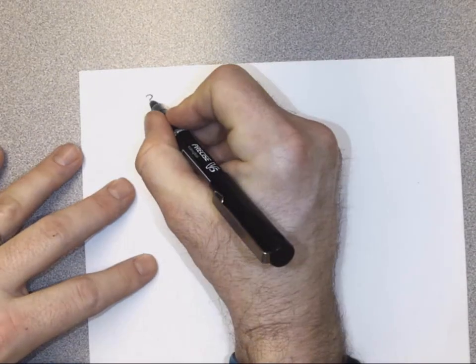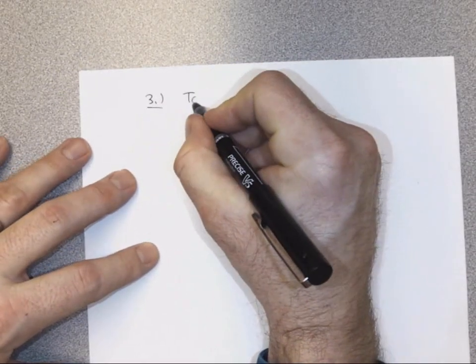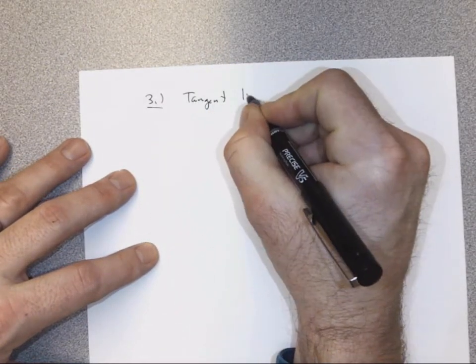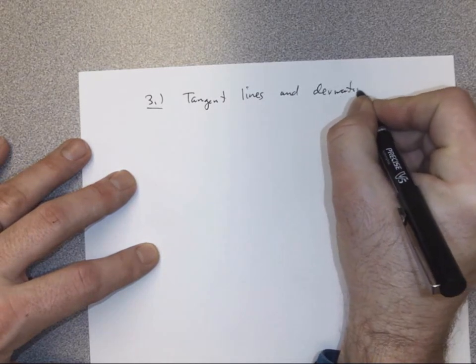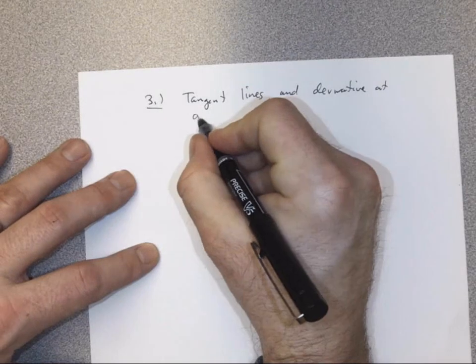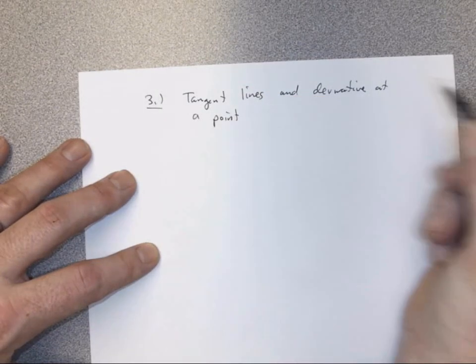Section 3.1, which is tangent lines and derivative at a point. So let's go through the introduction for just a couple seconds, and I'll go through some of the examples that you guys are asking. So 3.1 says tangent lines and the derivative at a point. I'm going to do a little mini lecture real fast of explaining what this actually means.